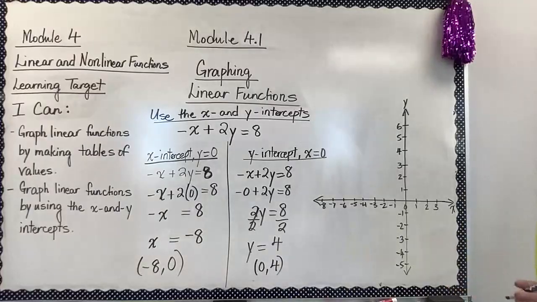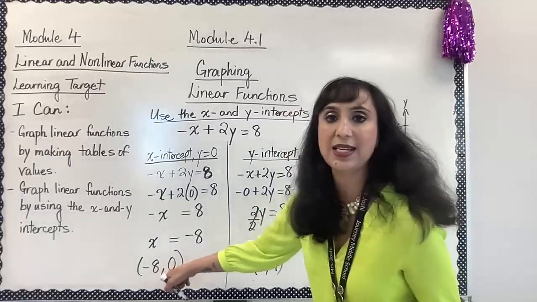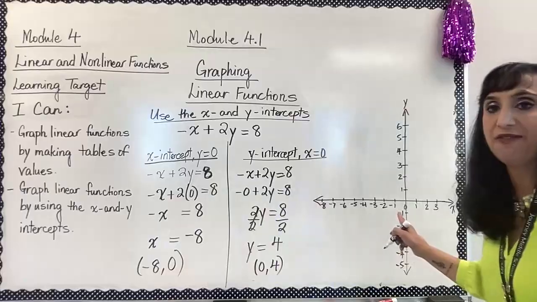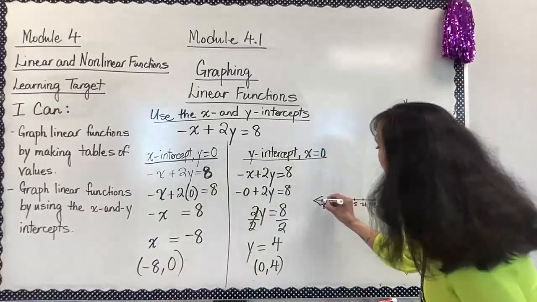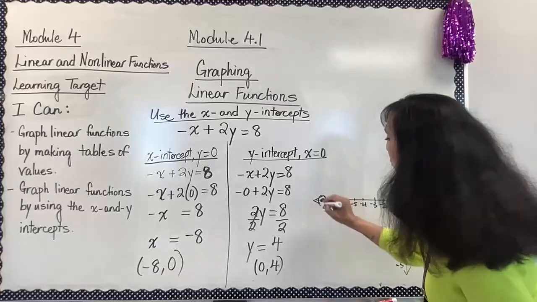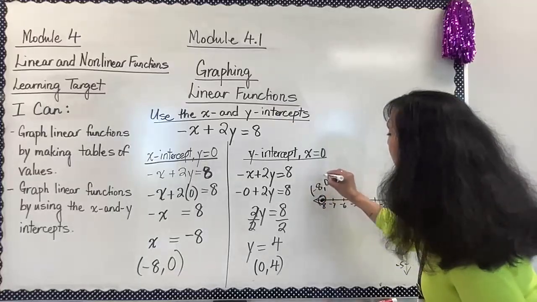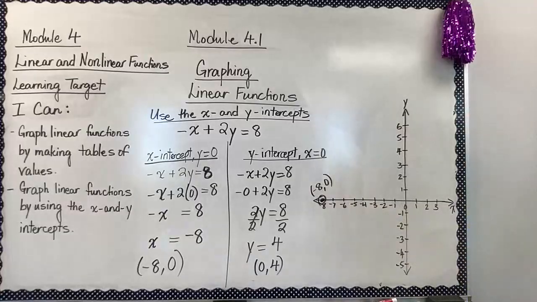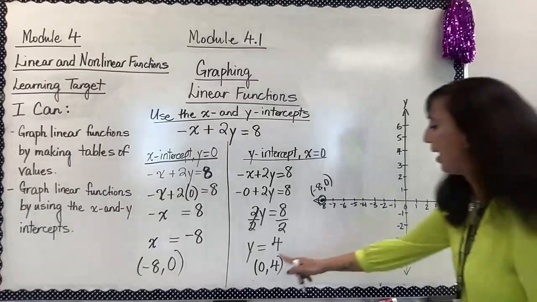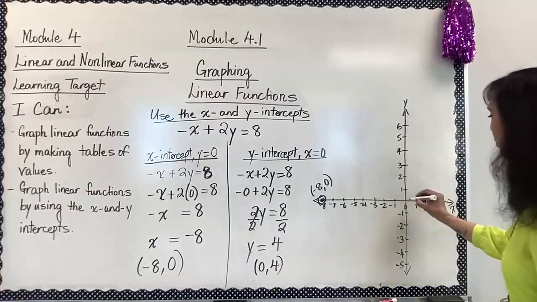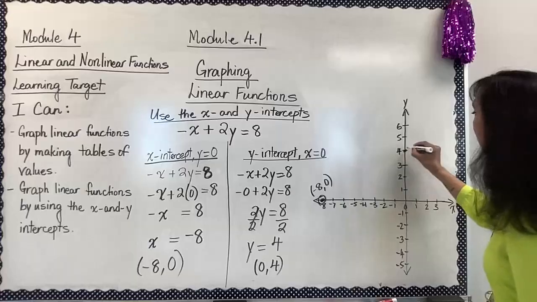Now I have the 2 points that I want to place into the graph. So I have the x-intercept and I have the y-intercept. So let me graph the x-intercept first. The x-intercept is negative 8, 0. So I'm going to go to my graph, and here is negative 8, 0. I am going to graph that ordered pair. And then I'm going to graph the y-intercept. The y-intercept is 0, 4. So this is 0 and this is 4.